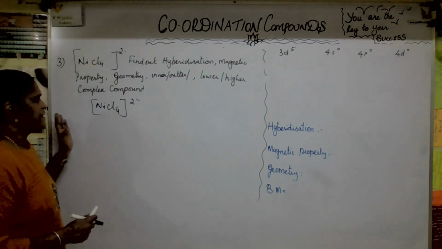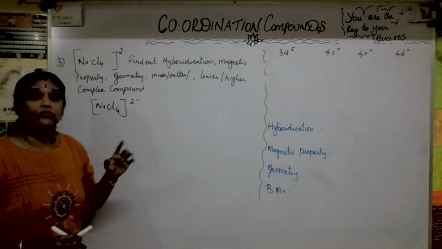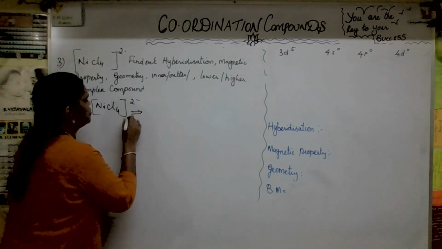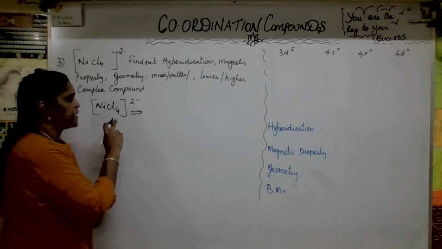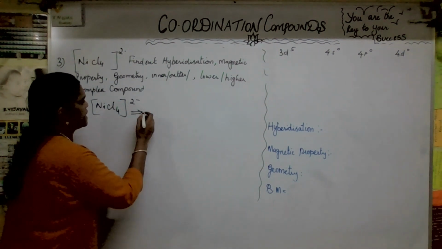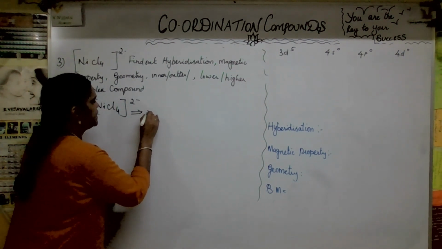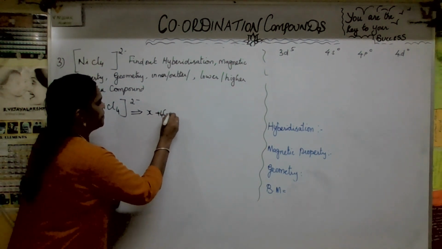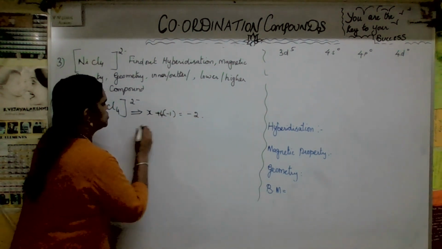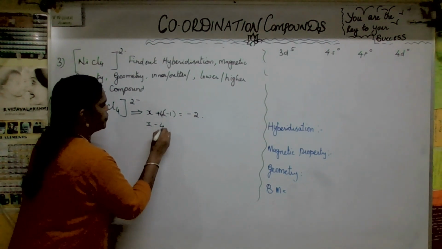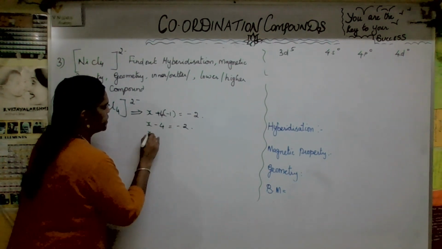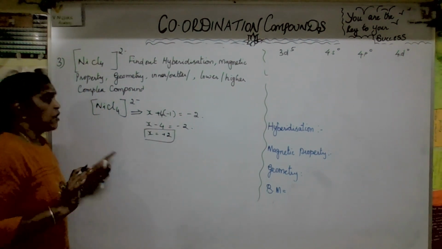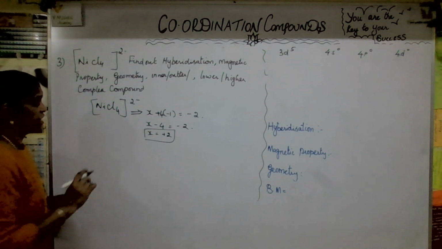Okay, this coordination complex compound, first and foremost, we have to find out the oxidation number. So what is the oxidation number? How to find out? Nickel is the central metal ion, and chloride is the ligand. So chlorido, it is x, central metal ion plus 4 into minus 1 equal to minus 2. So x minus 4 equal to minus 2. So x equal to plus 2 oxidation state.